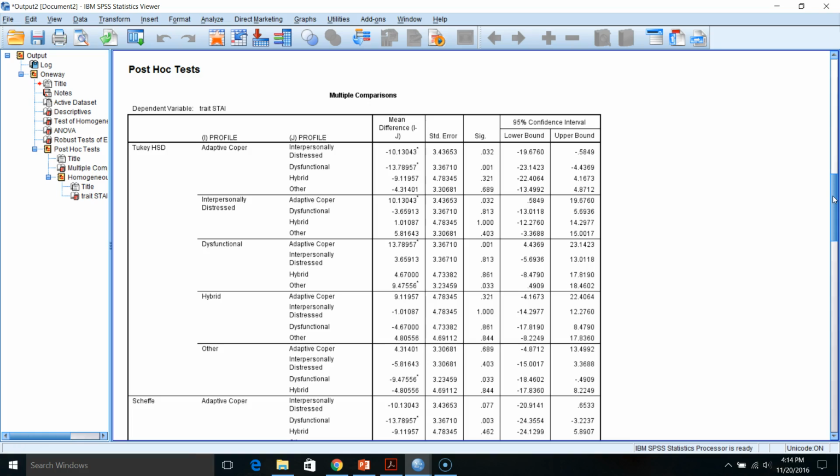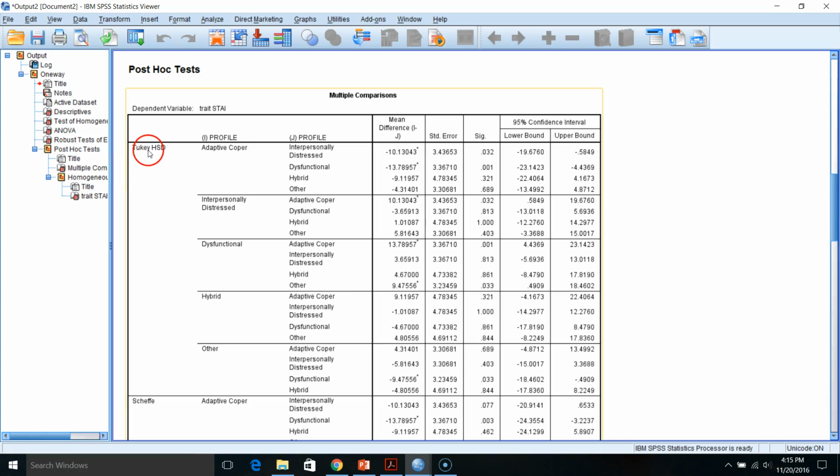Our first post-hoc test here is our Tukey HSD. This is our Tukey-Kramer. Our comparison group in this section of the table is our adaptive coper, and we're looking at our adaptive copers versus our interpersonally distressed, our dysfunctional, our hybrid, and our other groups. We see the mean difference, which is the value of our contrast, the difference in the two group means. We've got our standard error, our significance values, and then an upper and lower bound confidence interval for the mean difference. So this is nice. It's giving a lot of good information.